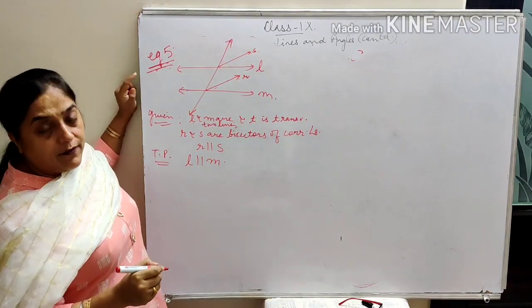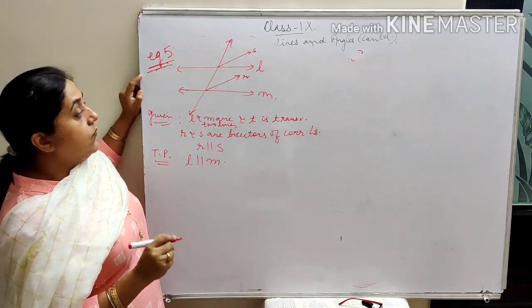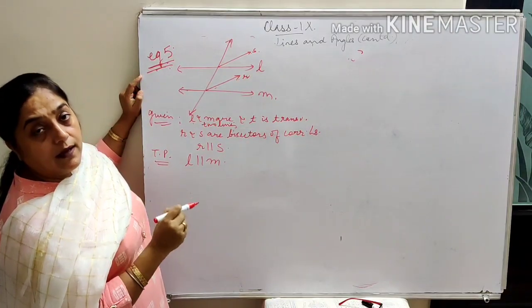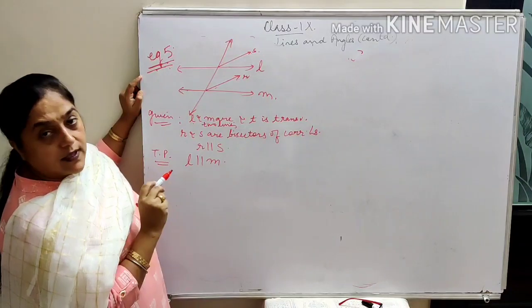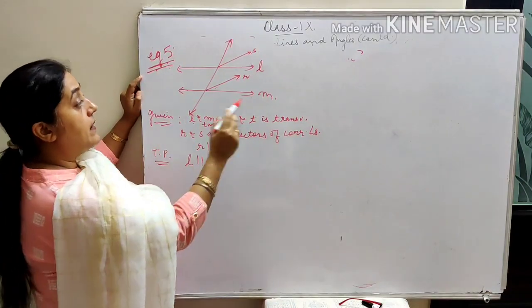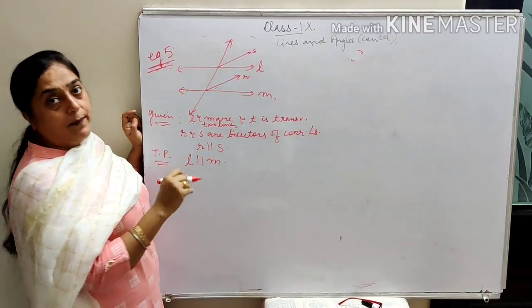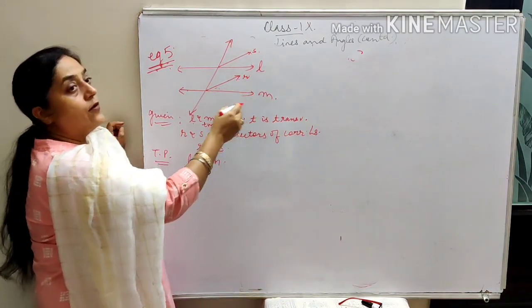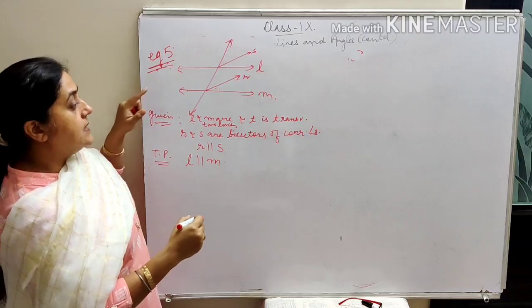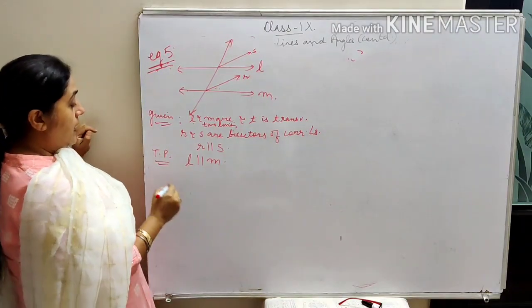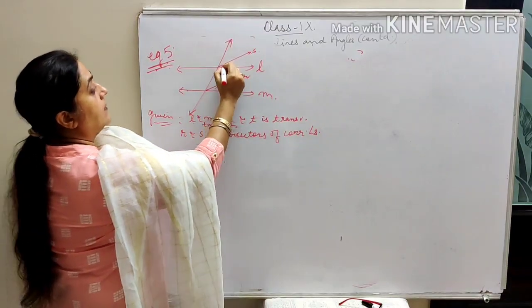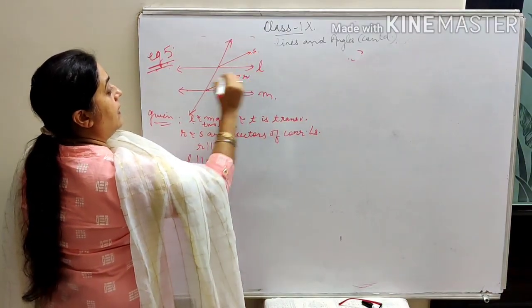This is example number 5 of your NCERT, which says if bisectors of corresponding angles of two lines with a transversal are parallel, bisectors are given to be parallel. उल्टा चला हुआ question. Prove that lines are also parallel. That is, L is parallel to M. So let us start. सबसे पहले हम बात करते हैं S and R.